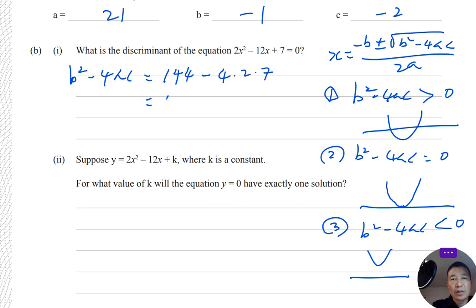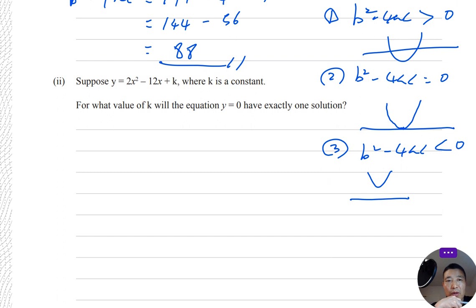Alright? So 144 minus 56. So what is it? 88. Alright? So the discriminant is 88. In this case, I can tell there are two solutions from this quadratic equation. Okay, question 2. y equals 2x squared minus 12x plus k, where k is a constant. For what value of k will the equation y equals 0 have exactly one solution? So this is the case, isn't it?